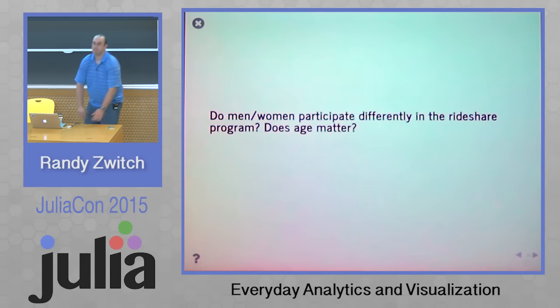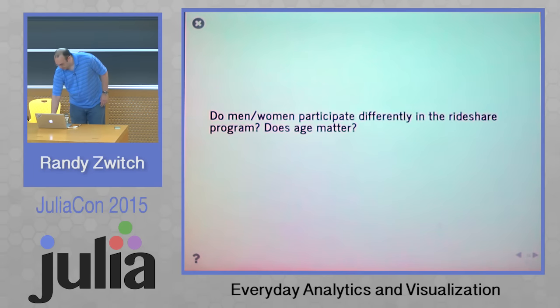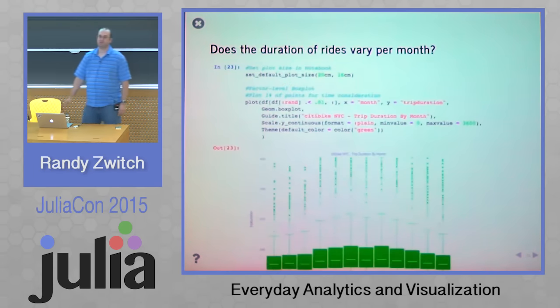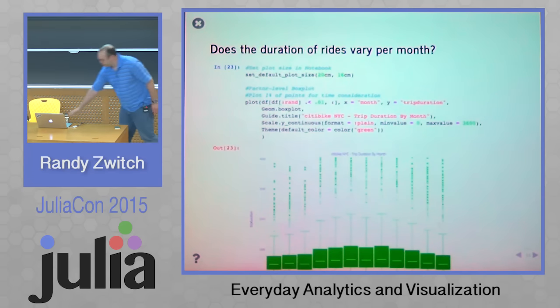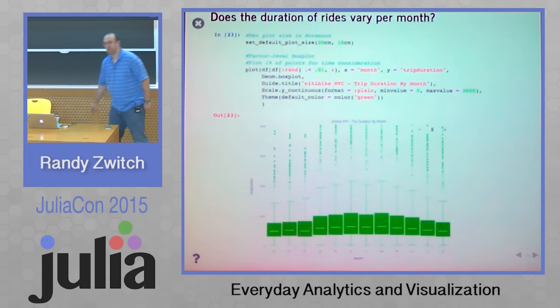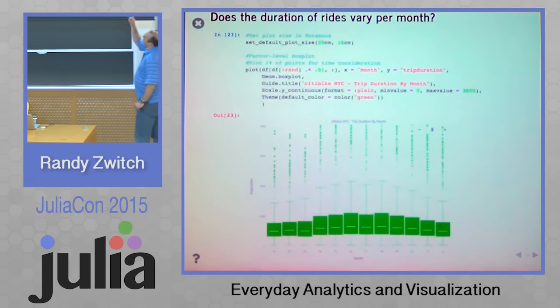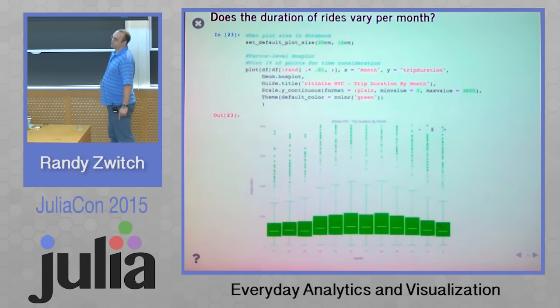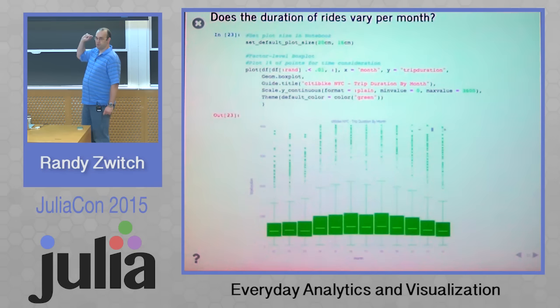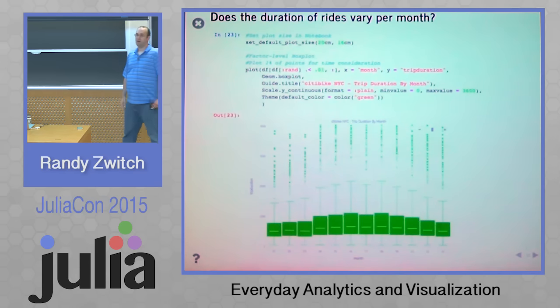Okay. The dots represent potential outliers. I'm not exactly sure which endpoints of the whiskers Gadfly uses, if it's 95 or 99%, but all of those dots represent points that are potential outliers in the month, where the ride was so long that you may want to actually investigate.